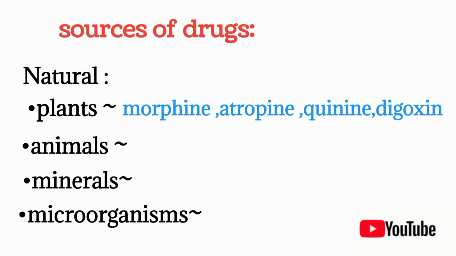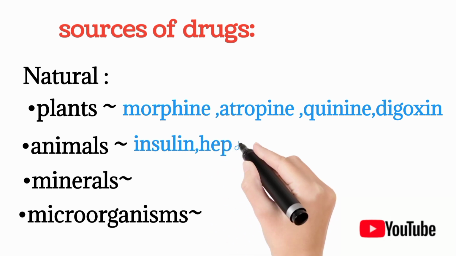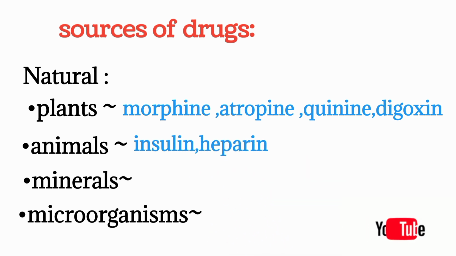Morphine is a common painkiller; atropine, an anticholinergic drug used for symptomatic bradycardia; quinine, an anti-malarial drug; digoxin, used for improving the heart function in heart failure. All these drugs are plant-based drugs. Animal source drugs include insulin and heparin. Heparin is a common anticoagulant, and insulin is used for treating diabetes.